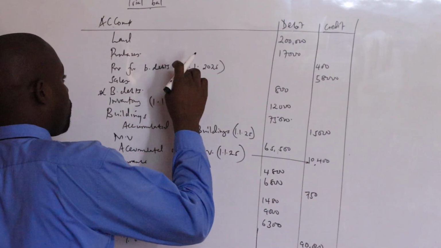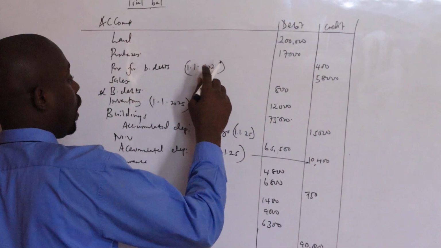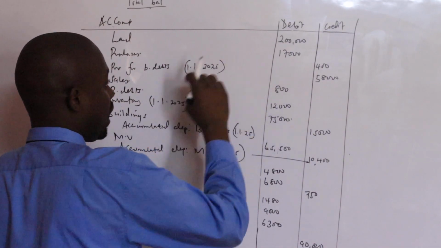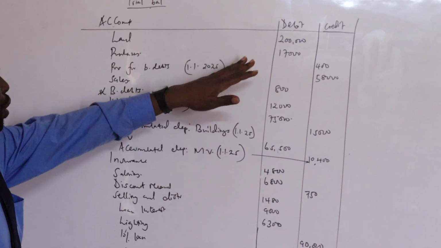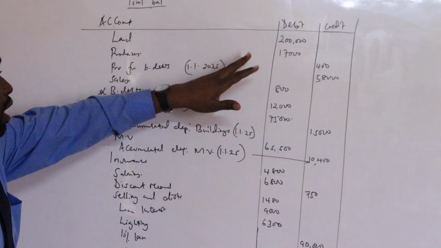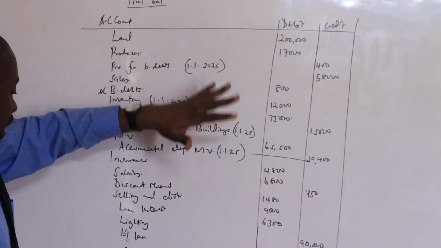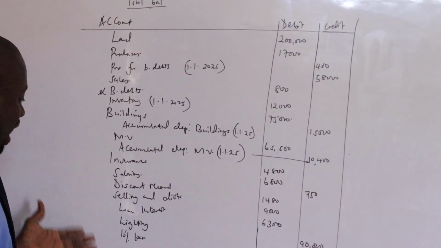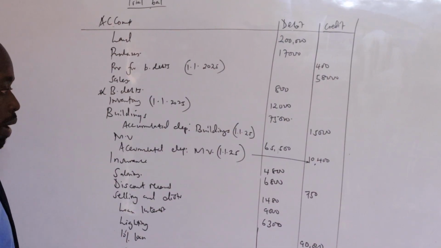The other thing on provisions which I had left out is provision for bad debts. This is provision for bad debts for the prior year. So this is already a provision that was made in the last year. I will talk about it more when I'll be doing sole trader and other accounts as we move on. So that is basically what we need to understand on the trial balance.